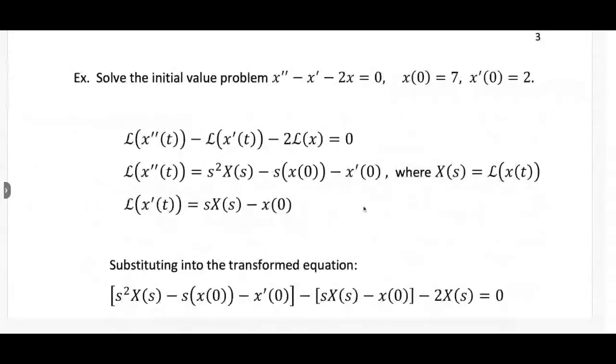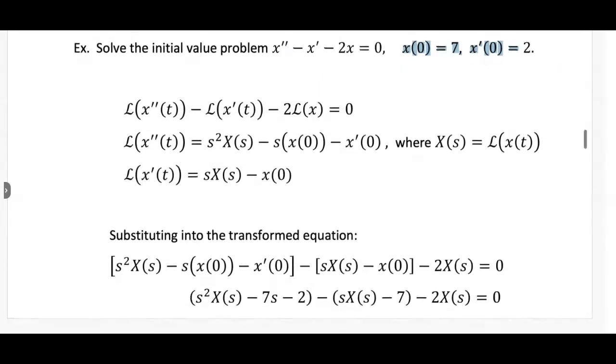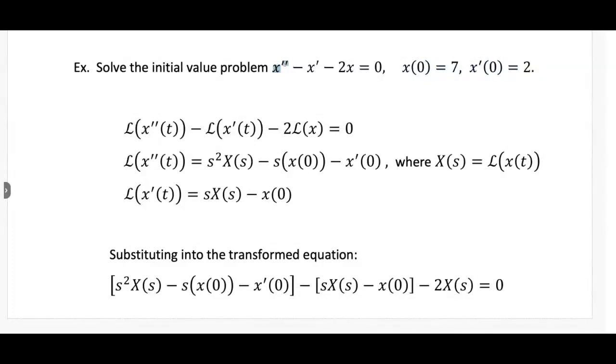Let's see some examples. So we're given initial conditions x of 0 equals 7, x prime of 0 equals 2. And we want to solve this differential equation with those initial values, which means we want to get a specific solution, right? So we have double prime here, first prime here. So let's just transform everything by linearity. So we can write transform of the second derivative, transform of the first derivative, transform of the function itself.